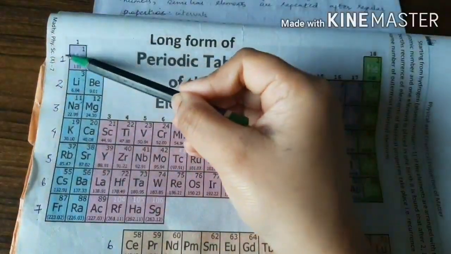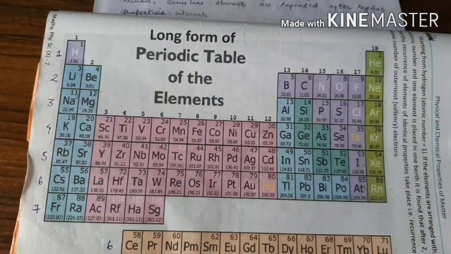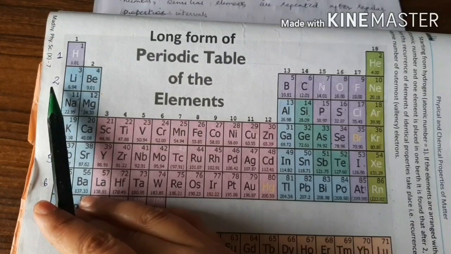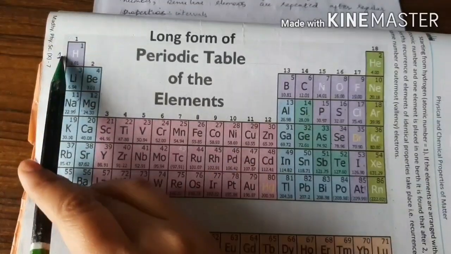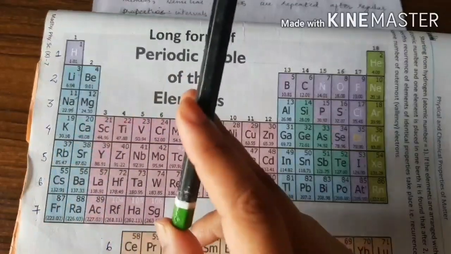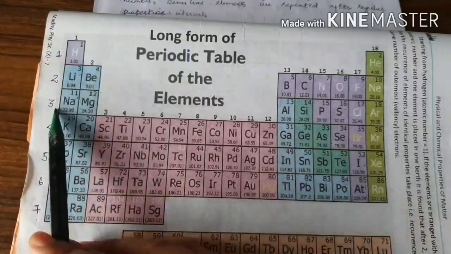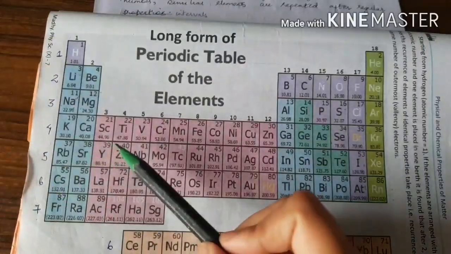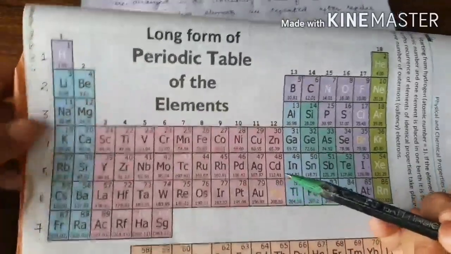How many periods are there? 1, 2, 3, 4, 5, 6, 7. Seven periods are there. The periods represent the number of shells, the principal quantum number, n. Elements in the first period will have only one shell. Elements of the second period will have 2 shells, K and L. The third will have K, L, M, 3 shells. Fourth, K, L, M, N, 4 shells, like that. So that is your periods.